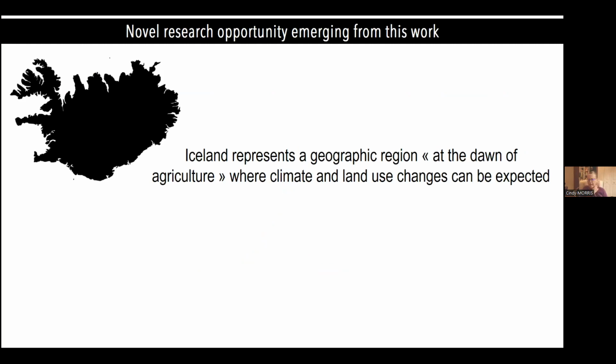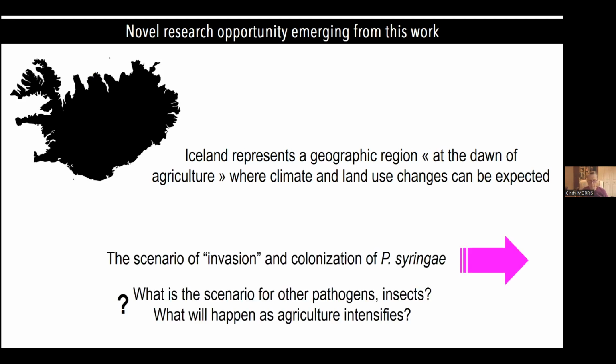So here is something to think about for the future in terms of how diseases emerge and how we can watch this and how we can survey. I think that Iceland represents a geographic region at the dawn of agriculture, where climate and land use changes are expected. If you go to Iceland today, almost nothing that you eat comes from Iceland, but little by little, they're trying to grow crops, they're trying to figure out what they can do, and that with climate change, it's going to happen.